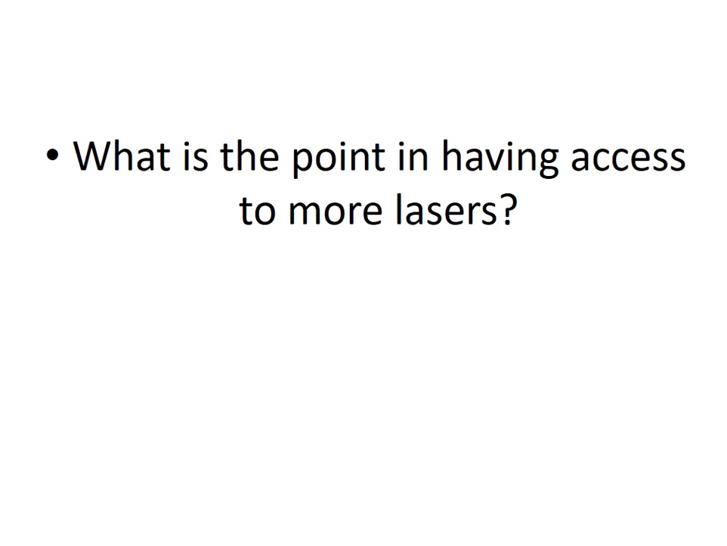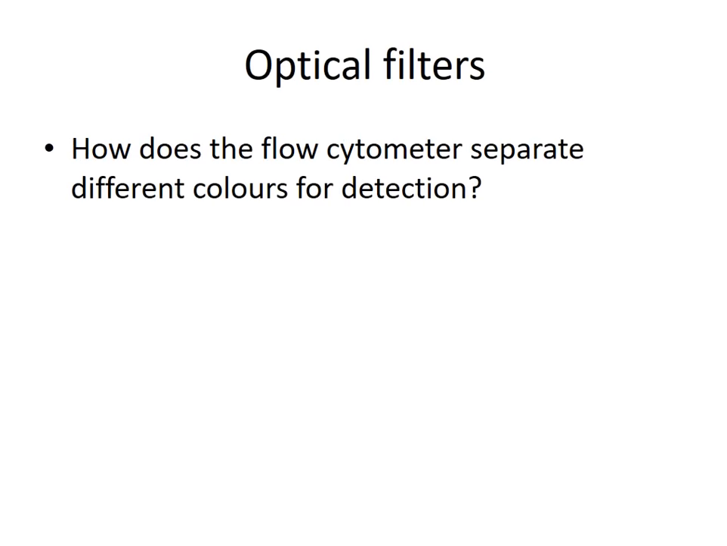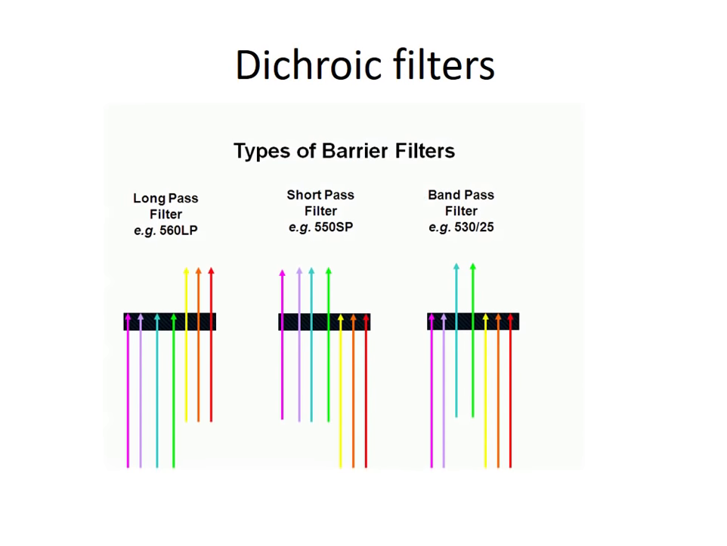So as I said before, what's the point of a flow cytometer having a greater range of lasers? Basically, you have the capacity to use a greater range of fluorochromes, and therefore look at a greater range of cellular markers. So, you've got all these fluorochromes giving off light at different wavelengths. How do we separate these different lights? We use optical filters. Okay, and these are the different types of optical filters that a flow cytometer can use.